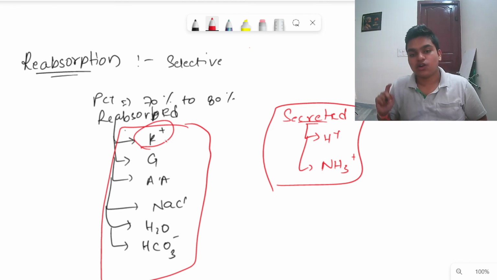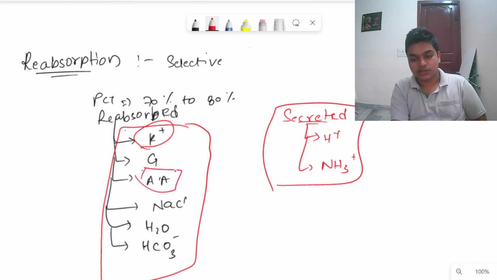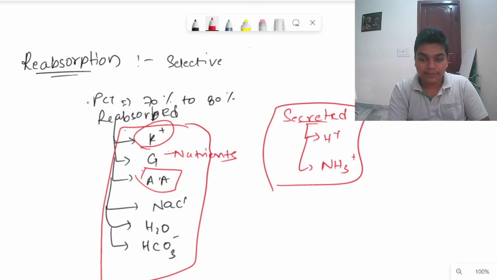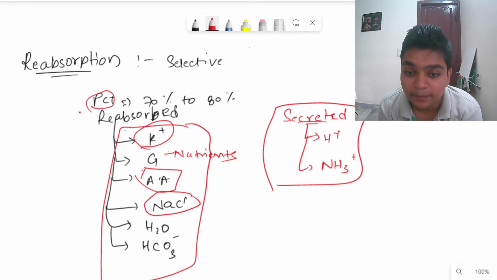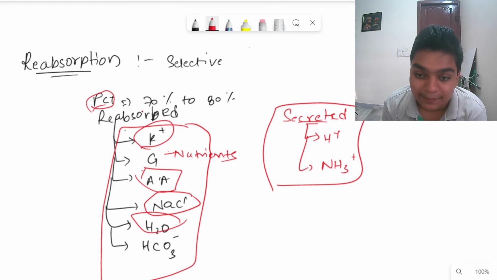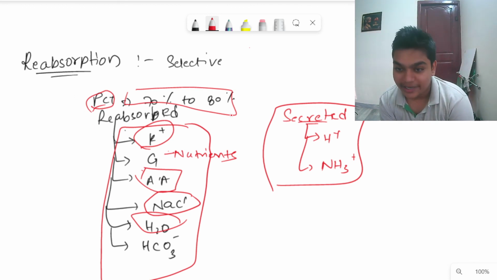Where does glucose reabsorption take place? PCT part. Where does nutrient absorption take place? Also add nutrients. In the PCT part. Where does NaCl absorption take place? In the PCT as well as the DCT. Where does water reabsorption take place? PCT. Where are 70 to 80% of the electrolytes reabsorbed into the blood again? In the PCT part.